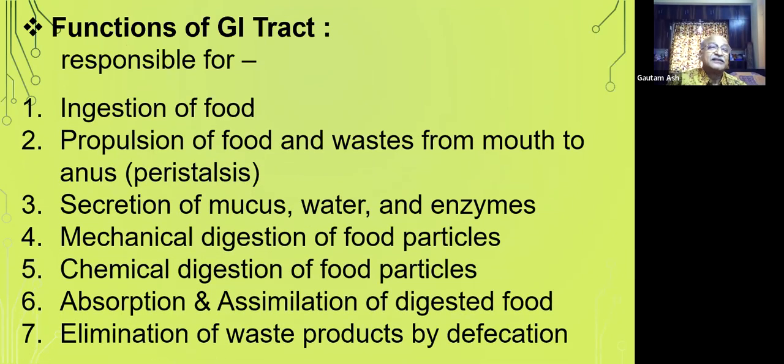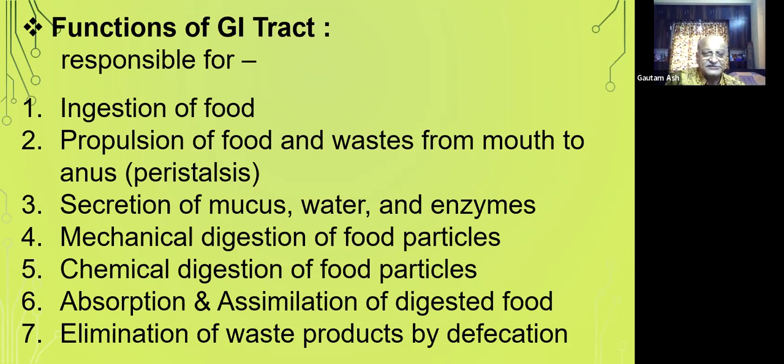GI tract, it is responsible for ingestion of food, propulsion of food and waste from the mouth to anus. That means the normal peristaltic movement. By this movement, the food passes from mouth to esophagus, through esophagus to stomach, then into the intestine. Then from the intestine, after digestion and absorption, the waste product will be accumulated in the colon, and in the colon means sigmoid colon and rectum. Finally, it will be going out through the anus.